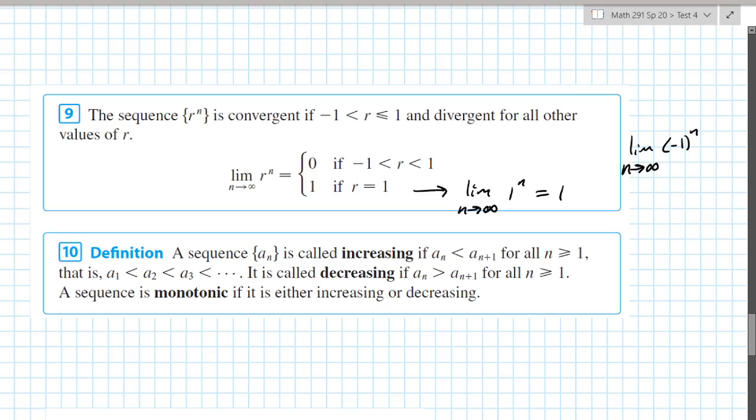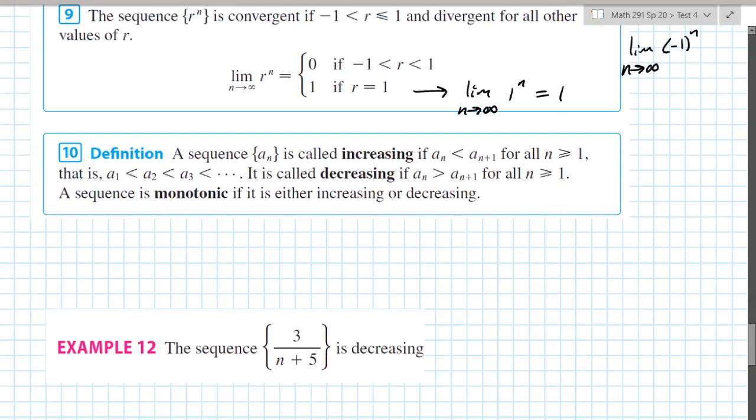What about the in-between case? The in-between case is if you raise a fraction between -1 and +1 to a large power, that fraction is going to get smaller and smaller and smaller until you get to 0. Well, until you get close enough to 0.